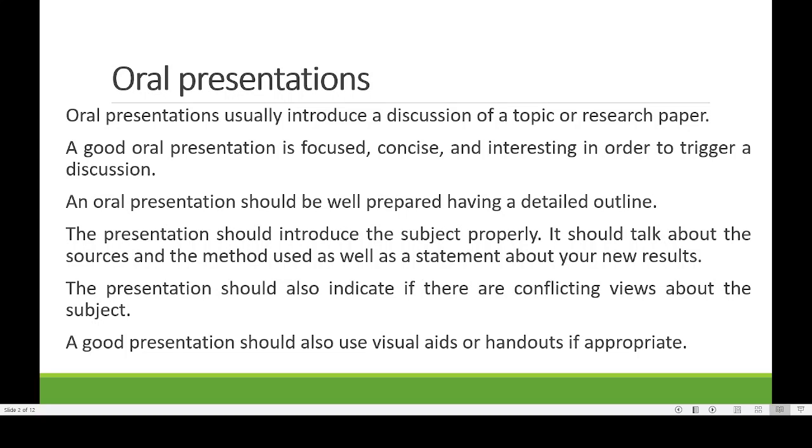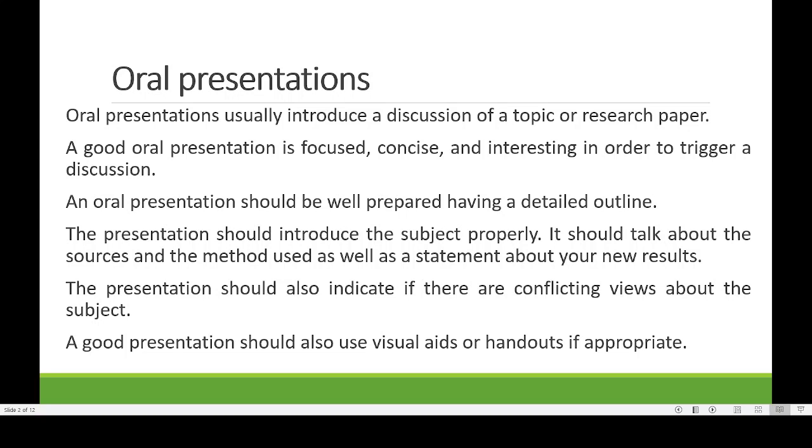It should talk about the sources, method used, as well as a statement about your new result. For example, sometimes in the introduction itself, people give you the aim and the main method, and also a very brief idea regarding your main results, so that the reader may get interested. This is the work he had done, and he got a major result here. So let's see what he is going to tell. So that is the purpose of introduction.